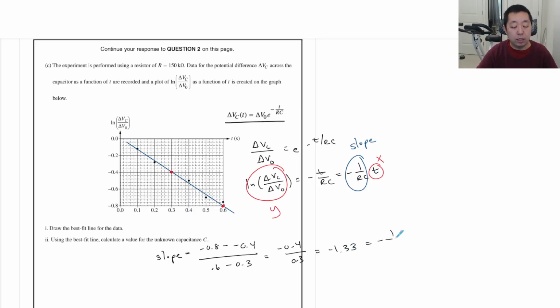And that equals negative 1 over RC. But R is 150 kilo ohm. So then C is equal to, the negatives cancel, you just make it 1 over 150 kilo ohm times 1.33.